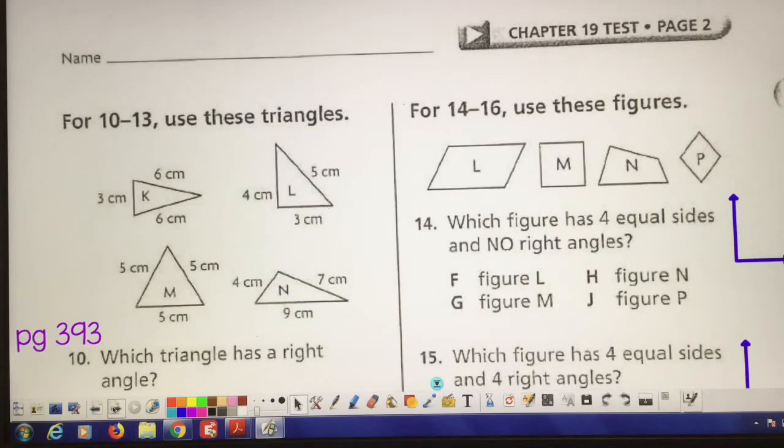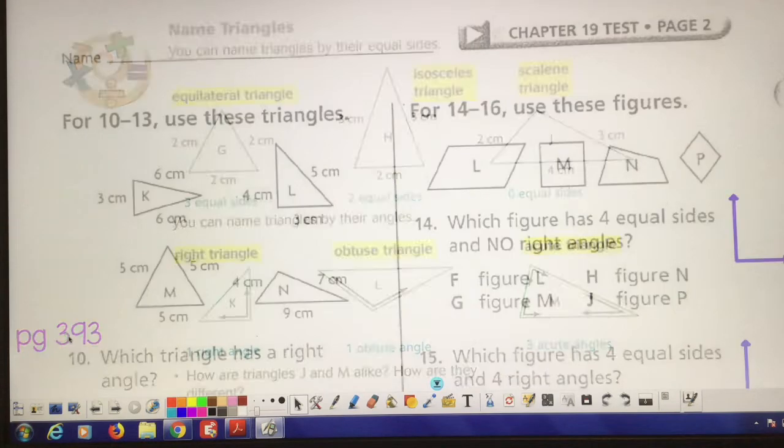All right, third grade, so now we're on the back. Remember, at any point in time, pause the video to answer the question, and then you press play to keep going on. So for number 10, 11, 12, and 13, we're going to take a look at these 4 triangles up here. Now, on page 393, we have so much information about triangles. Let's go back to 393 and review these.